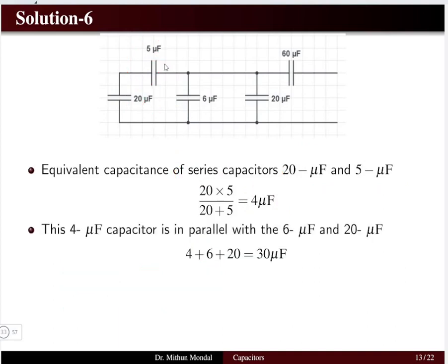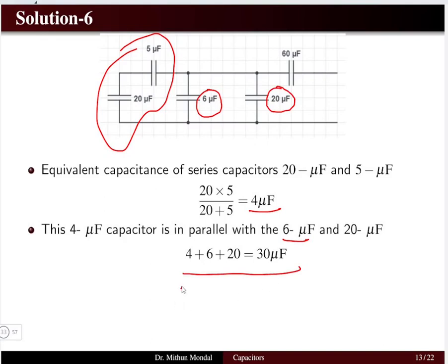Now we also know that this equivalent capacitance will be in parallel with the 6 microfarad capacitor. So we have a 4 microfarad capacitor and a 6 microfarad capacitor which are in parallel, and that is also parallel with the 20 microfarad capacitor. So we can add all this as C equivalent plus C2 plus C3. So we get 30 microfarad up to this point.